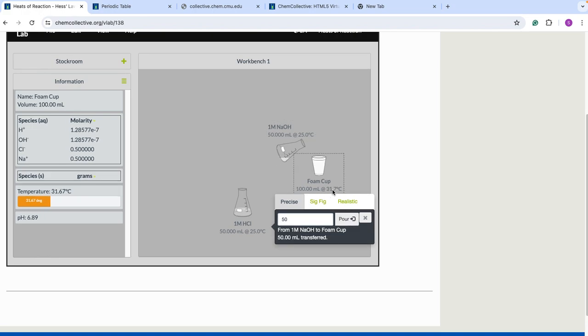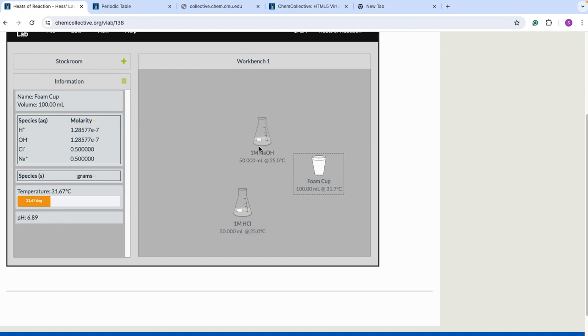This is the highest temperature that it gets to. In the lab we would have to wait for that to increase, and we would just keep an eye on it until it stopped moving. In that case, the maximum temperature it goes to is 31.7 degrees Celsius.